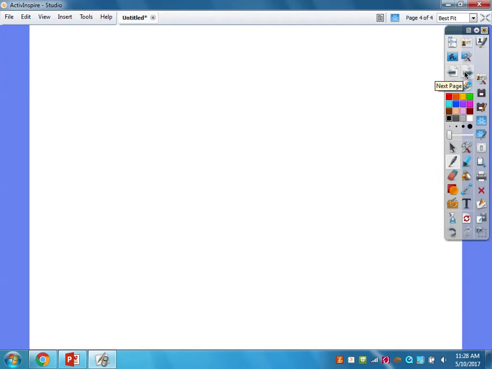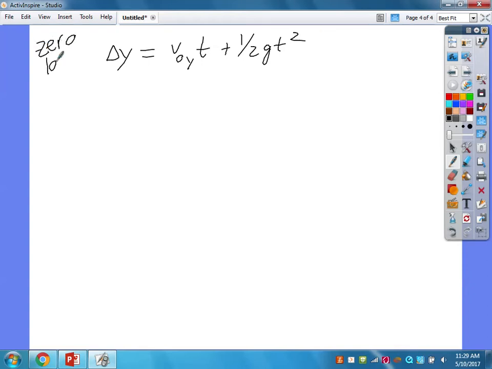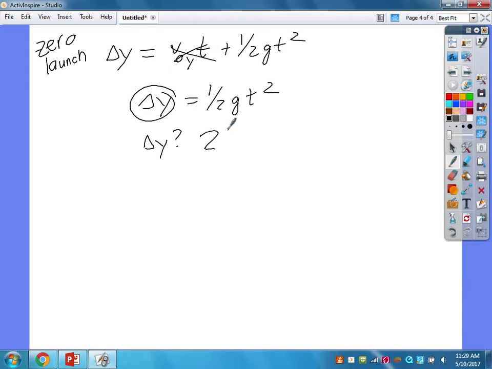So the last thing I wanted to share would be some relationship problems. Delta y equals v naught y t plus 1/2 g t squared. I'm only going to show a couple. There's other ones you're going to have to discover on your own. What if I'm doing a zero launch problem? That would mean this goes away. I'm left with delta y equals 1/2 g t squared. And I did this once before. What if I wanted to say, how much would I have to increase my height by to double the time that the object's in the air?